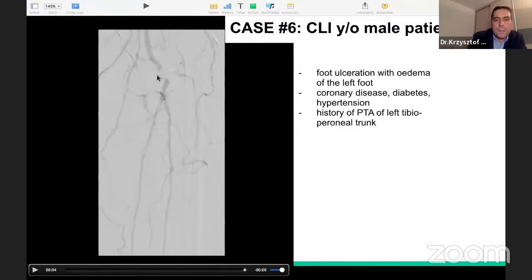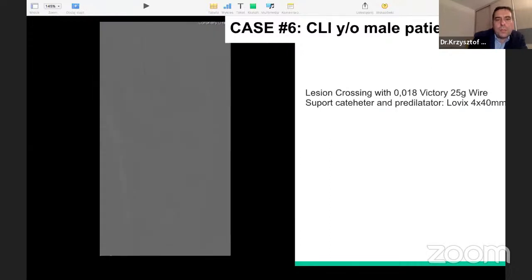This is the last case. Tibioperoneal trunk. As we see, there is a short occlusion of the tibioperoneal trunk at the trifurcation. Here, maybe it's the endpoint of the popliteal artery. However, here you can see occlusion. We decided to cross it with a Victory wire, somehow heavy, 25 grams. It was successful.